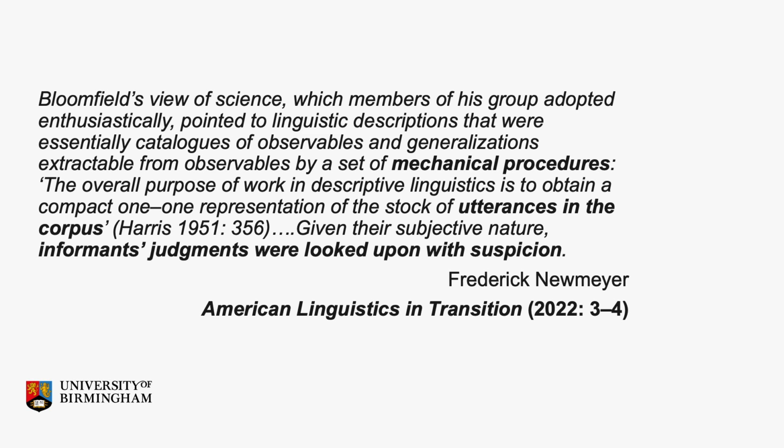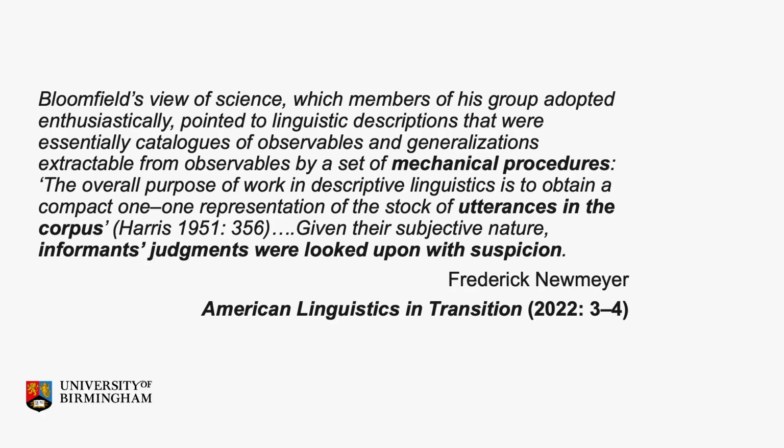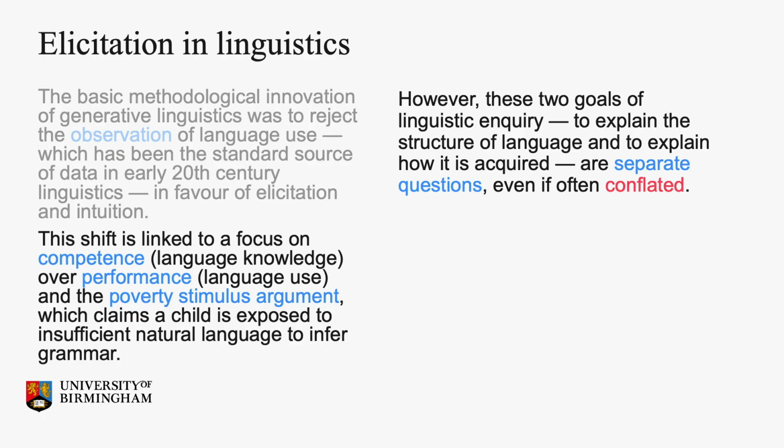And then Newmeyer is quoting Zellig Harris, who was Chomsky's own supervisor, and this is what Harris said: the overall purpose of work in descriptive linguistics is to obtain a compact one-one representation of the stock of utterances in the corpus. There's that word there, corpus, already, right, back in 1951. And even if you look at Syntactic Structures, you'll see that terminology throughout. And then Newmeyer goes on to say, given their subjective nature, informants' judgments were looked upon with suspicion. And so that's pretty consistent with a modern corpus linguistics view, at least a fairly extreme one that I endorse myself. Okay, so why was that shift done?